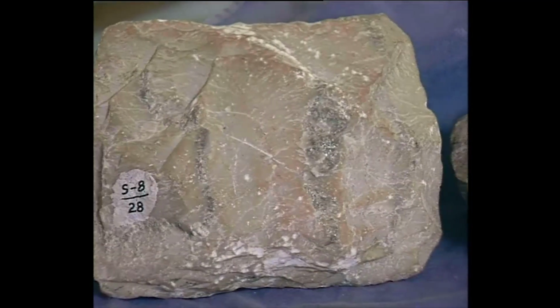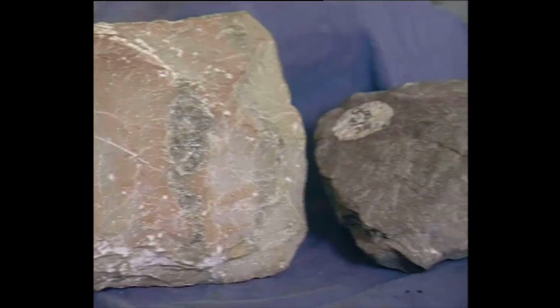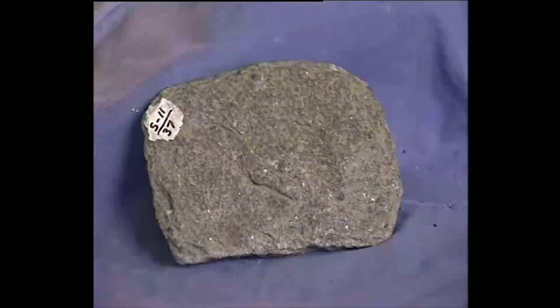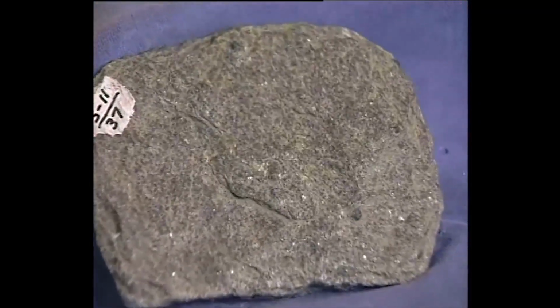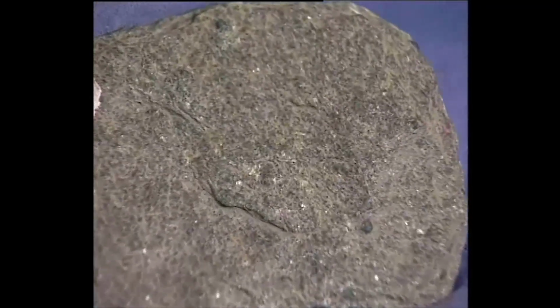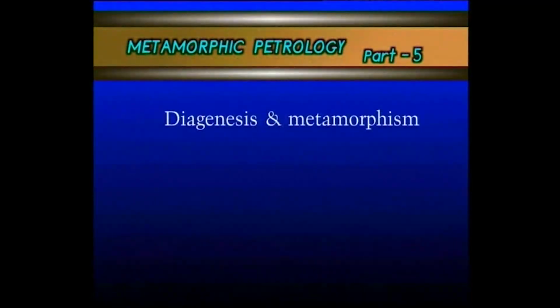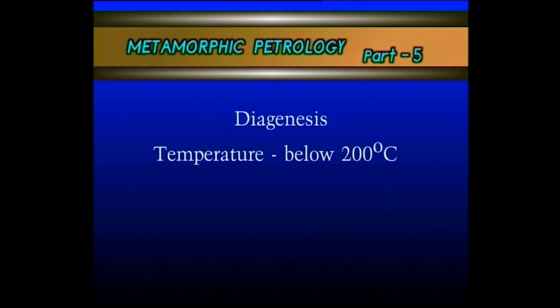We know already the types of metamorphic rocks and the different processes, particularly for the formation of different types of metamorphic rocks. We know already the difference between diagenesis and metamorphism. Diagenesis occurs normally when temperature is below 200 degrees centigrade.